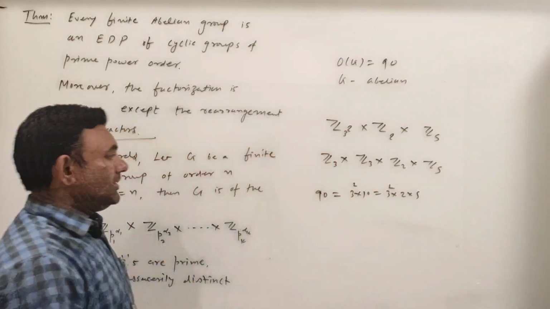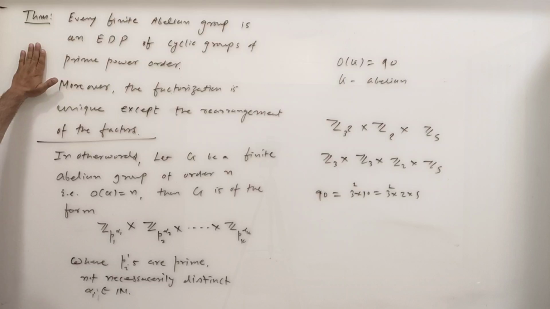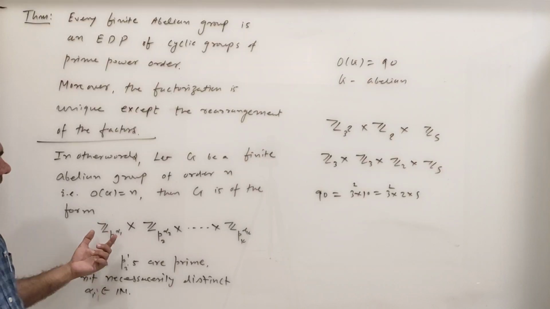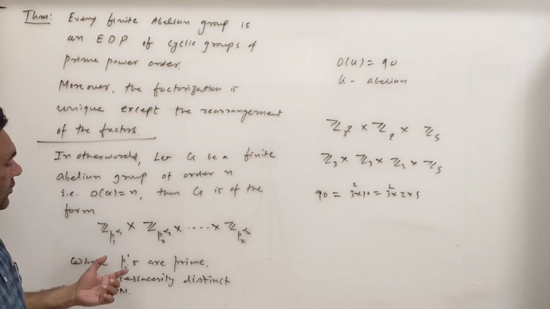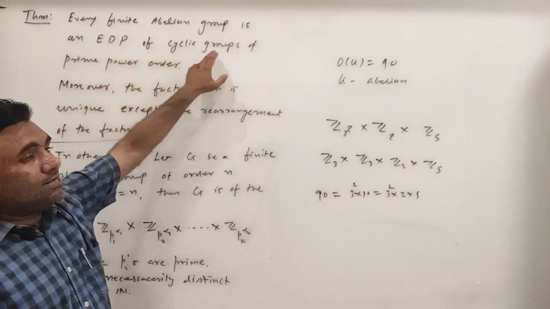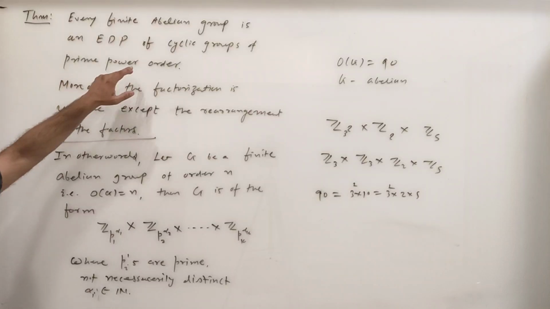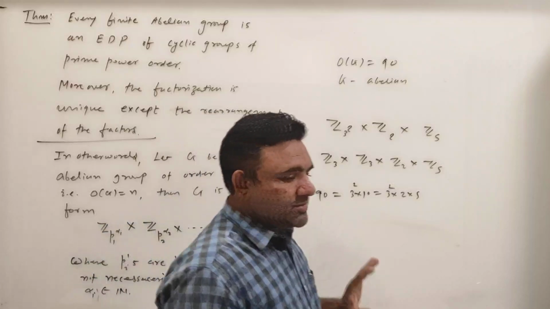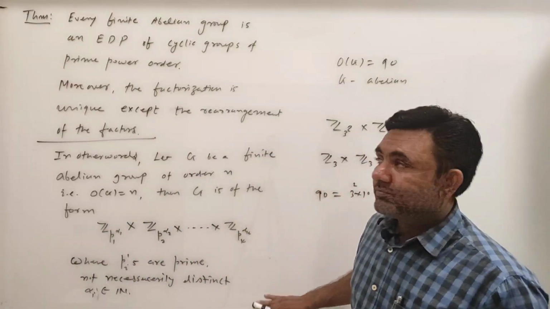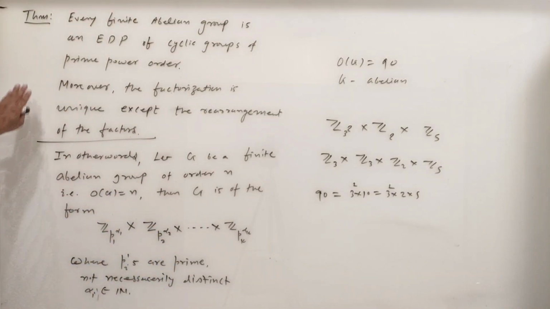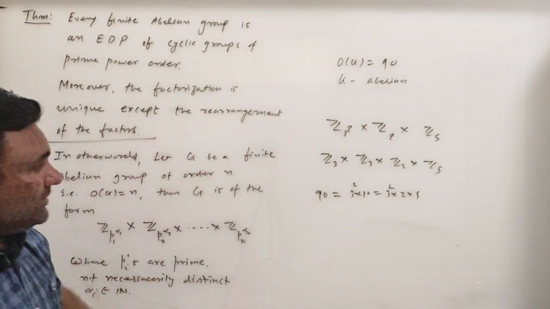So in short, this theorem says that every finite abelian group can be expressed as an EDP of cyclic groups of prime power order. We will not discuss the proof of this theorem, but we just understand this, right? So this is one theorem, right? Now we state another theorem.